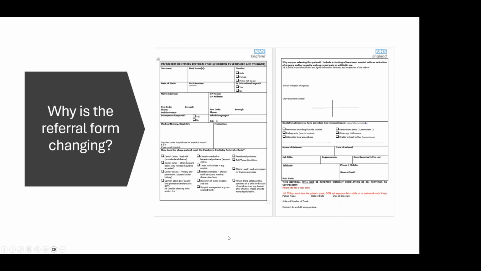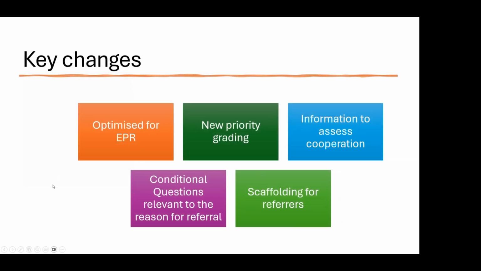There are lots of different referral criteria for paediatric dentistry, and I think it's a bit of a challenge to expect every single GDP in London to be able to know what we need as paediatric dentistry triagers to accept or reject a referral. So what are the changes?